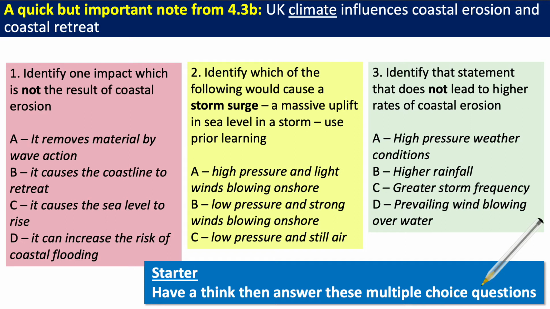So, which of those is not the result of coastal erosion? What will cause a storm surge? And if you're not sure what a storm surge is, please review your learning from when we looked at Hurricane Katrina, and you can also go on the BBC Bitesize website. And then think carefully which of those statements would not lead to higher rates of coastal erosion. You have looked at it in this unit, and you have looked at that in the lower school.